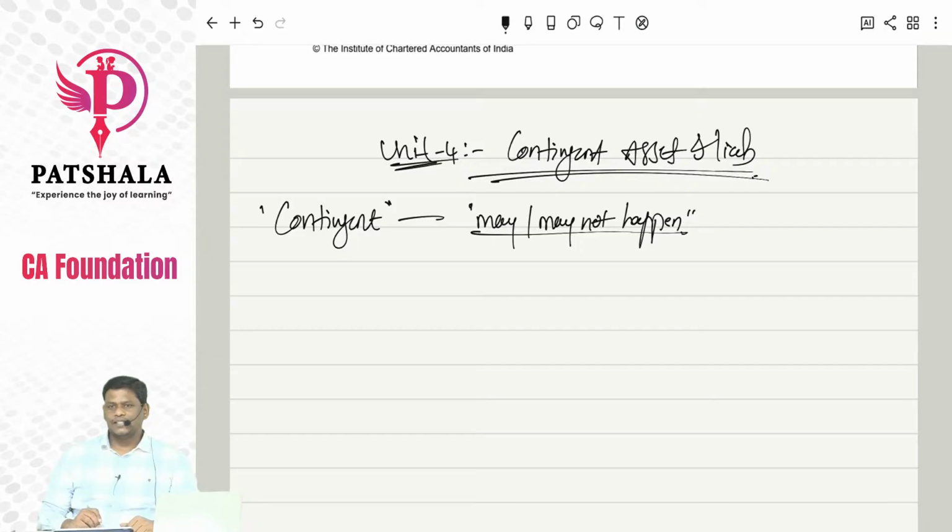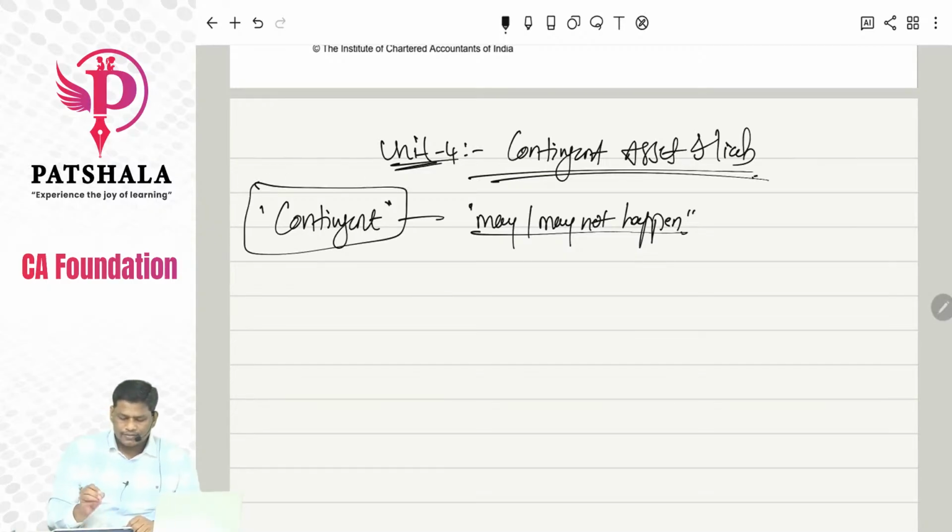Say for example, there was a weather prediction: tomorrow there will be rain. In Telangana there is a weatherman, very famous in social media. He keeps predicting tomorrow there will be rain, tomorrow there will be heavy sun, 43 degrees, 47 degrees, 50 degrees. Will it happen? May or may not be. That we call contingent. This is not accurate. This may or may not happen.